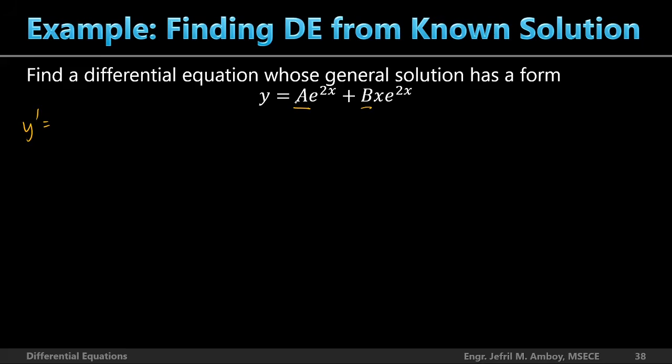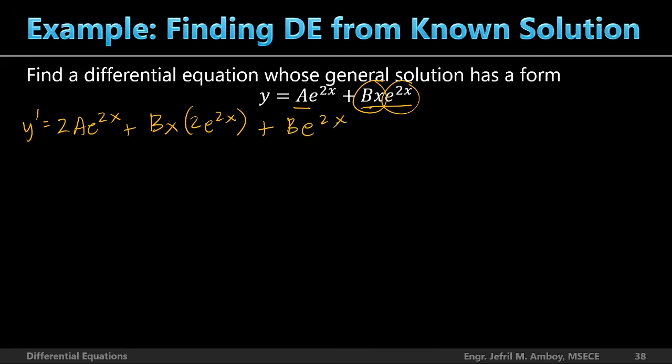y prime equals, the derivative of this will be 2a e raised to 2x. And then plus, take note that this term is a product. So, this is my u and this is my v. So, derivative of a product: bx, u, times the derivative of e to the 2x, which is 2 e to the 2x, and then plus e to the 2x times the derivative of bx, that's just b. b times e to the 2x. So, this is now my y prime.